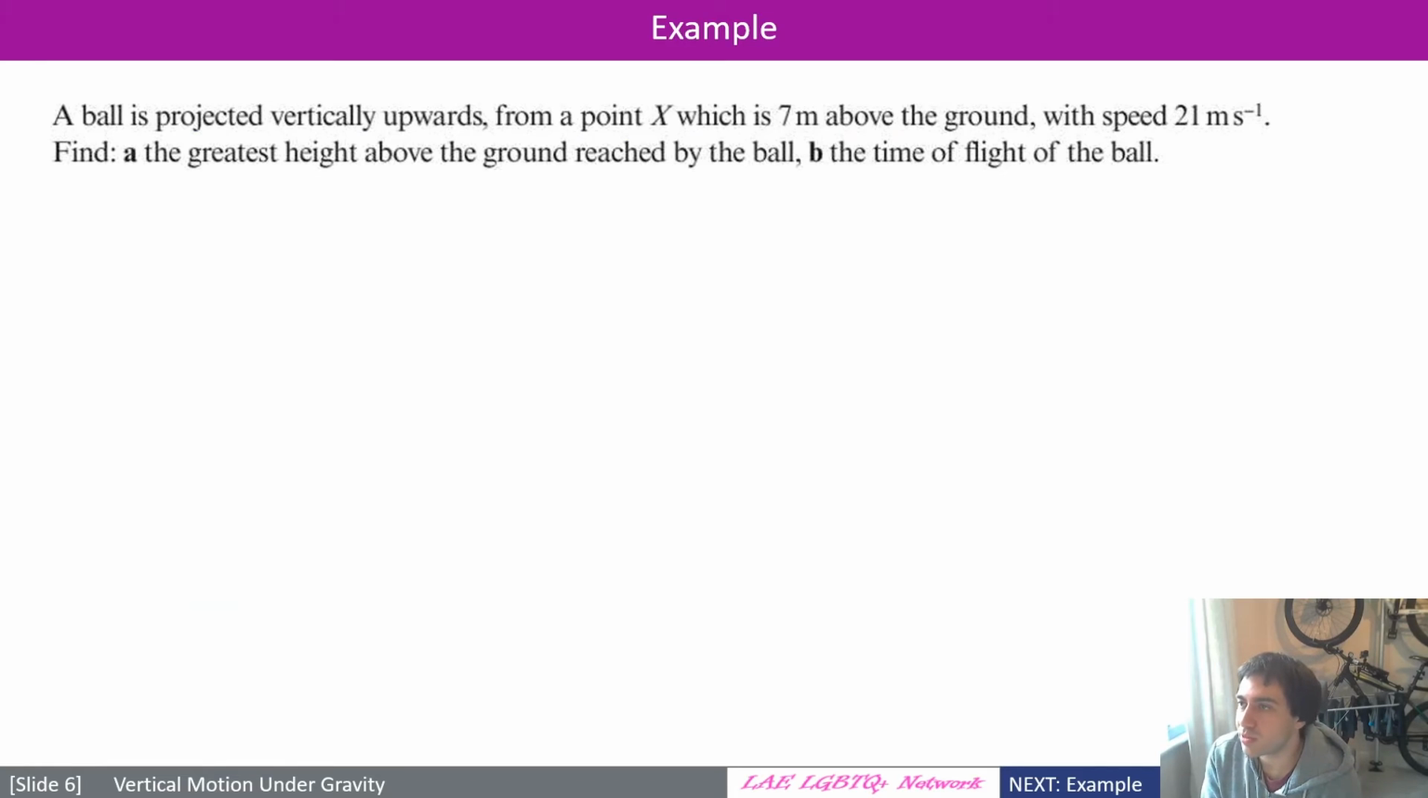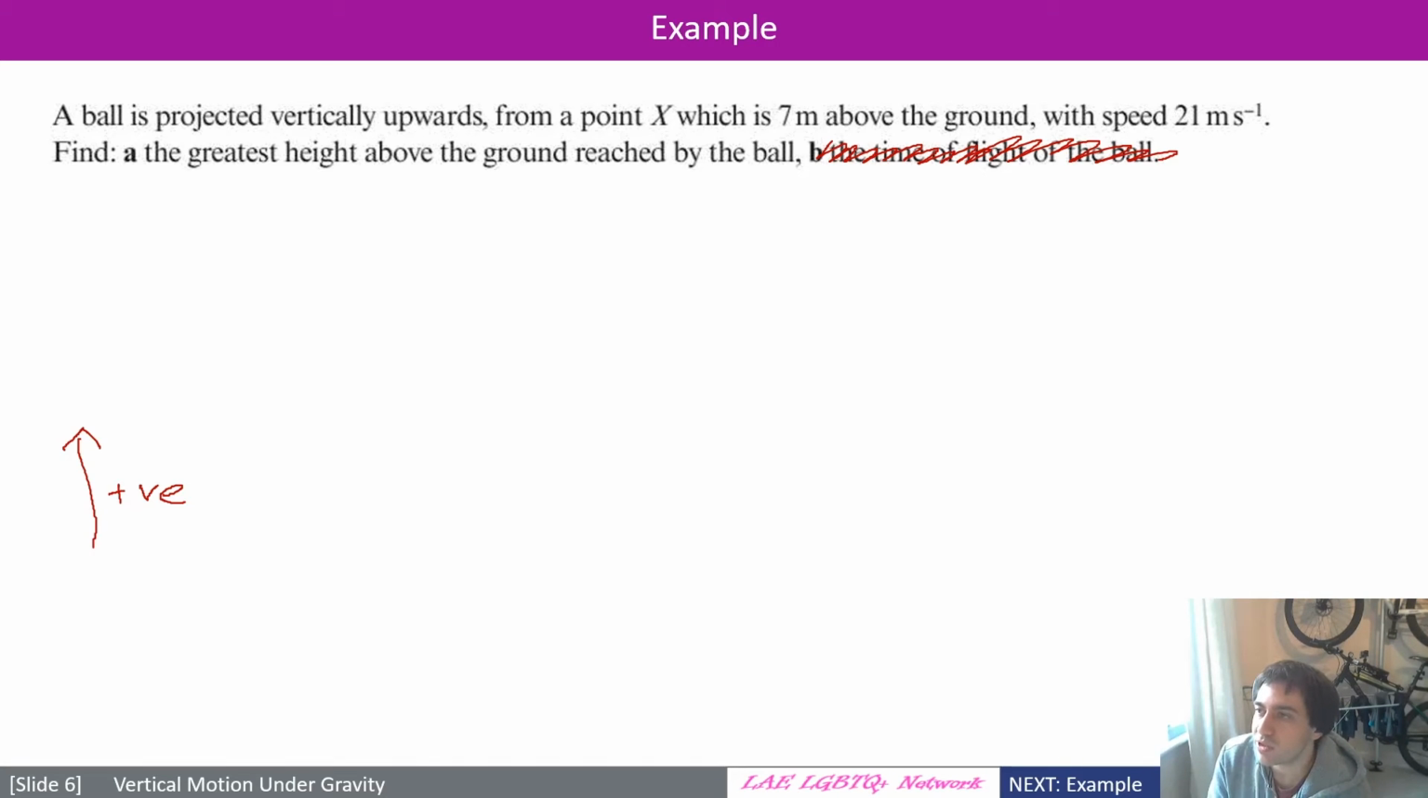A ball is projected vertically from a point X, which is 7 meters above the ground, with speed 21 meters per second. Okay. I'm going to take up as positive this time, just to make this clear. Also, let's skip part B because I've got a couple more examples to do. And I think it should be clear how to do that if you can do A.